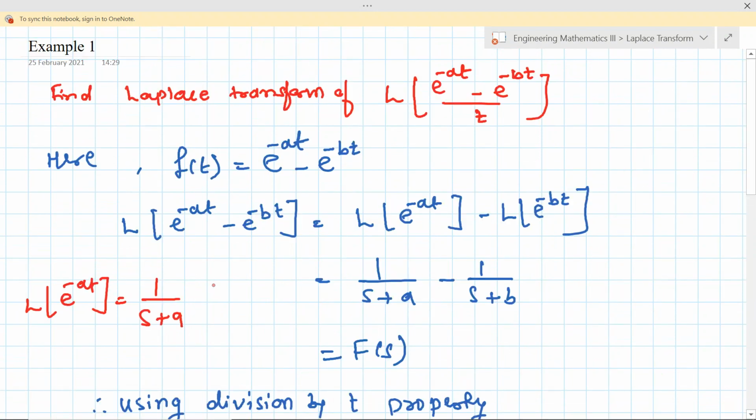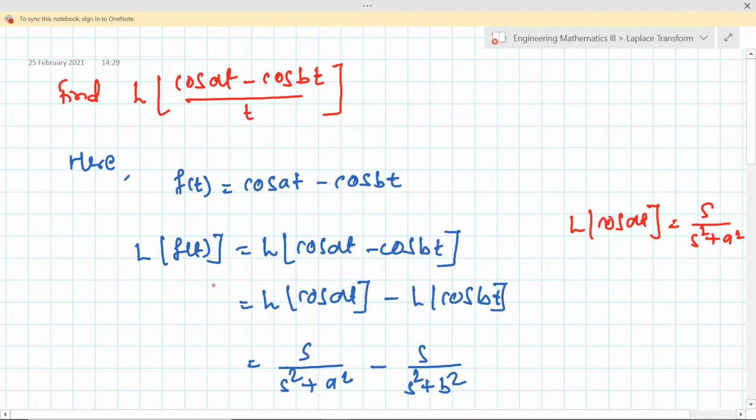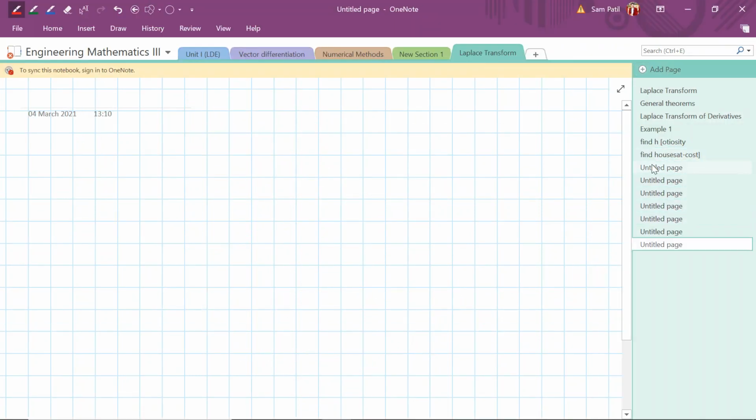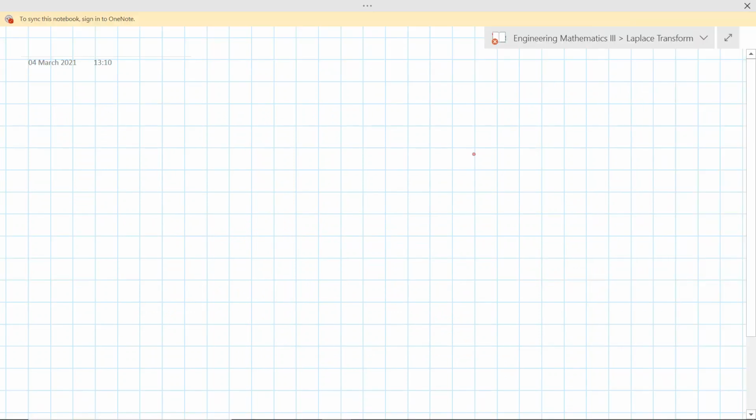Some examples we have discussed. Let us see some more questions depending on all these properties to understand more about the Laplace. Okay. So the next question that we have is: find the Laplace transform of. This is a very interesting question.